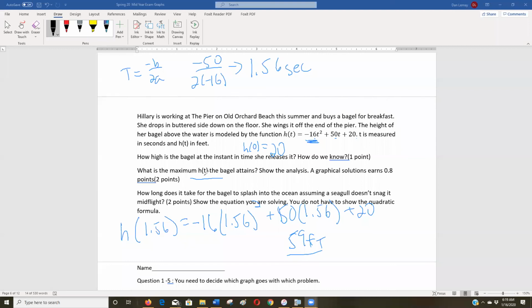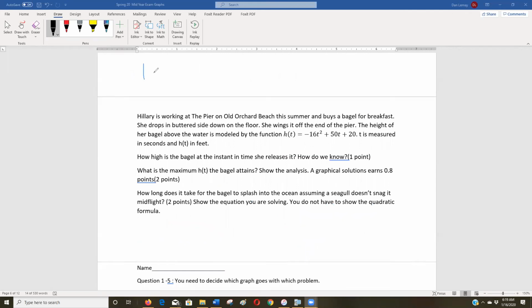Okay. Now for the very last question, what I'm looking for is when does that bagel splash down? So we're not looking for h of 0. We're looking for when it's equal to 0. This is a quadratic equation. What you do is you set it equal to 0 to solve quadratic equations, right? We know how to solve quadratic equations 3 ways. Some of you were moving 20 over, then doing some math magic. Quadratic equations, we set equal to 0. We try to factor. If it doesn't factor, we use completing the square, which no one ever does anymore, or we use the quadratic formula.